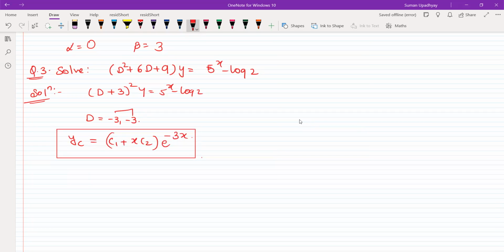Very simple. This comes from case number 2, where both roots are the same. m1 is -3 and m2 is also -3, so both the roots are the same. In that case we write c1 plus c2x, e raised to m1x. Here we put the value of m1, which is -3 over here. Got it? Yes, ma'am.